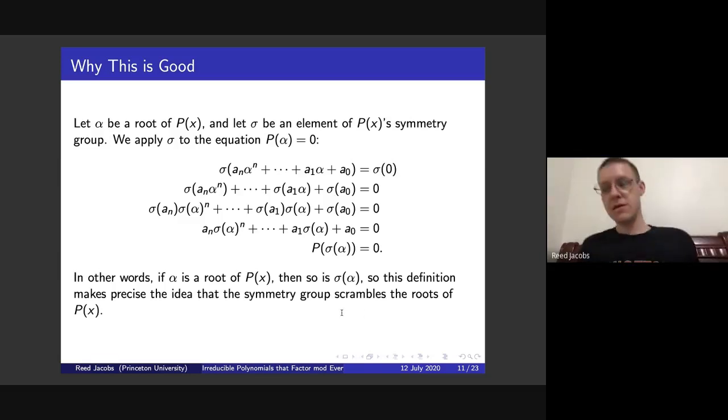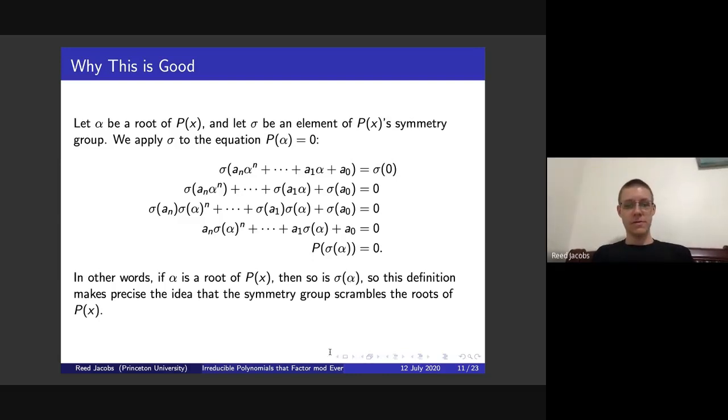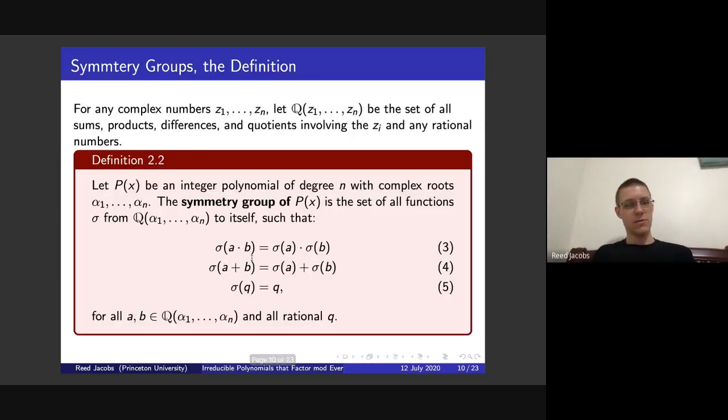And so that means the intuitive idea of permuting the roots of a polynomial, these sigma that obey this formal definition do permute the roots of the polynomial. So this is why it's a good idea to have this definition at all.